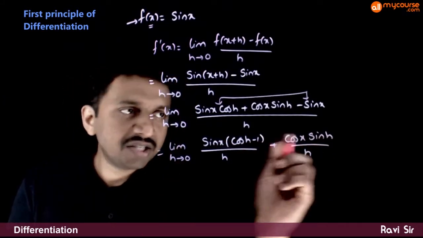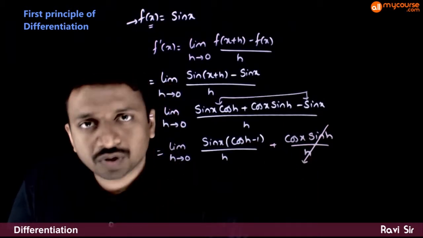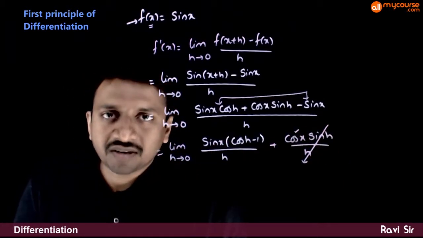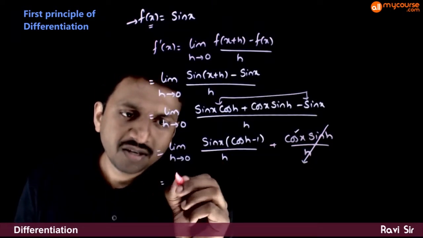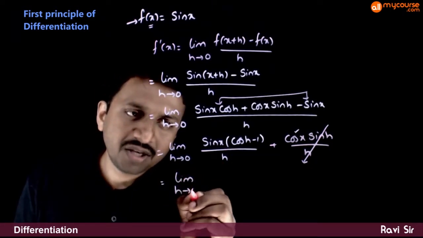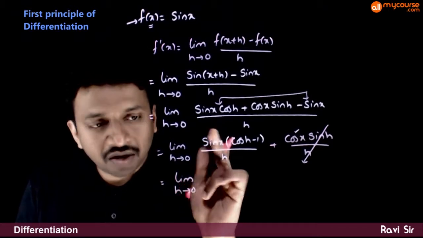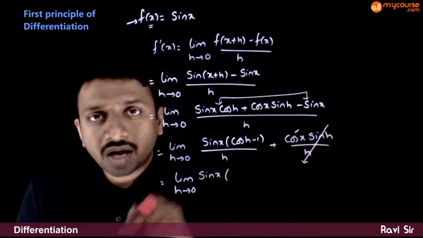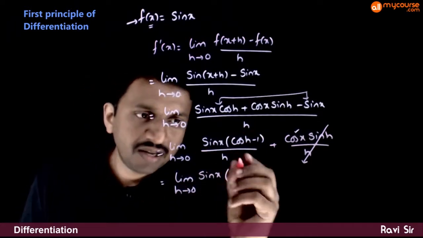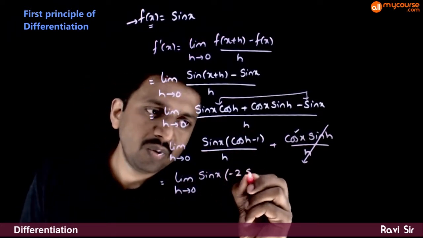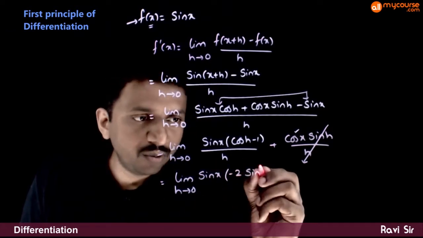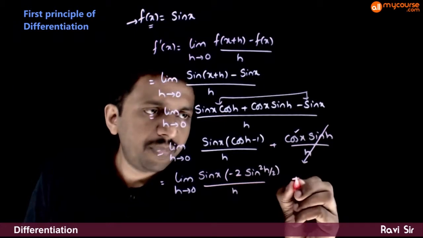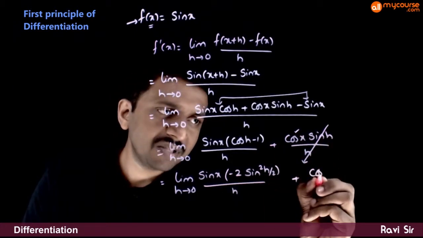As h tends to 0, sin h by h goes to 1, so this becomes cos x. And what about this limit? I'll separate these two limits. Limit h tends to 0, in this sin x is a constant, so you don't need to worry about sin x. And cos h minus 1 can be written as minus 2 sin square h by 2, by h, plus the second limit, which becomes cos x.